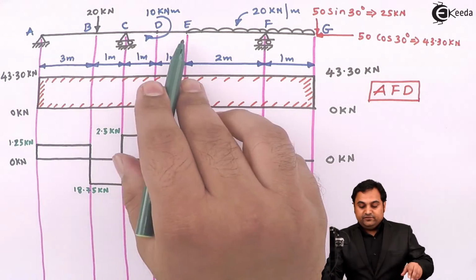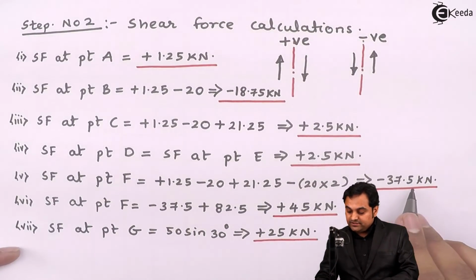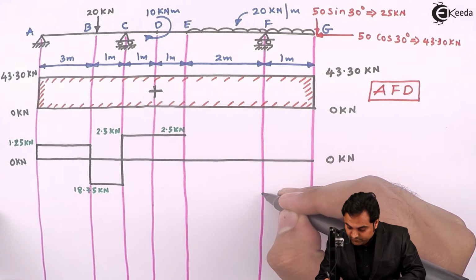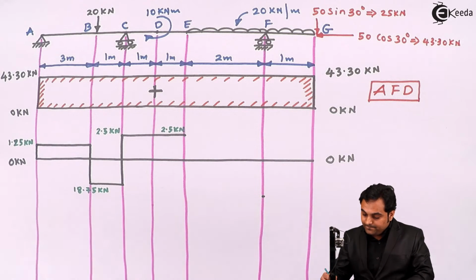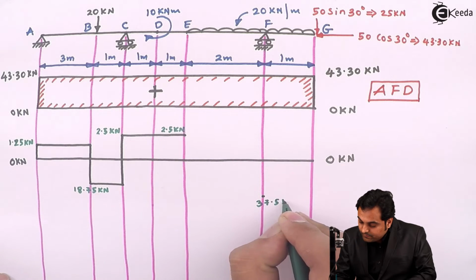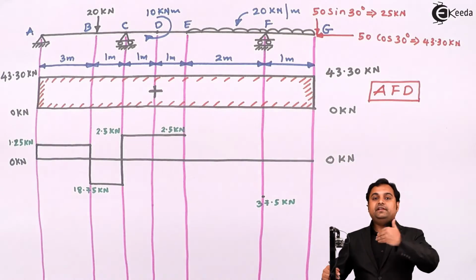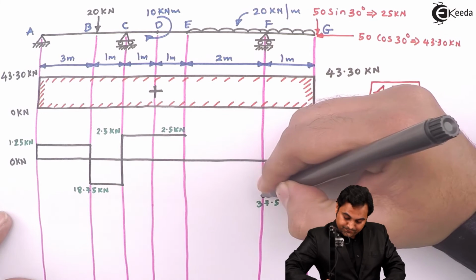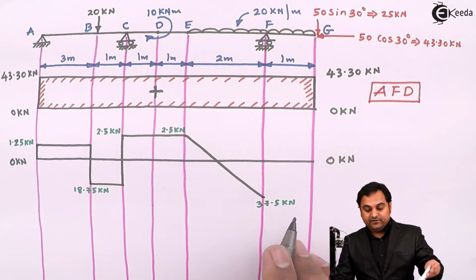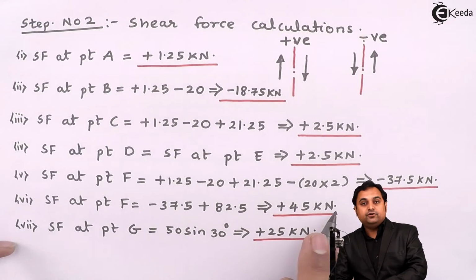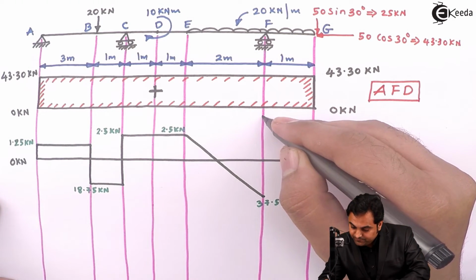Next, after reaching point E, at point F we have two values of shear force. The first value is minus 37.5, minus means it will go below this line, minus 37.5. Then as there is UDL from E to F, shear force will be an inclined line, so joining them it goes into negative minus 37.5, and the other value at point F is plus 45 kilonewton. So plus 45 means it will go into the positive region.